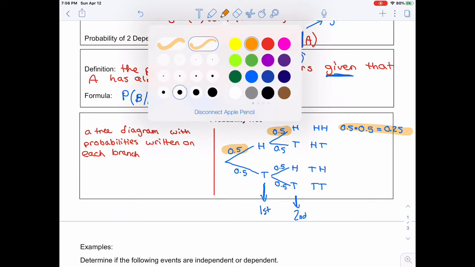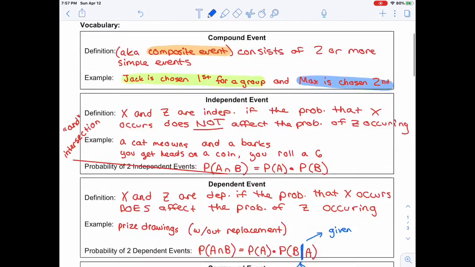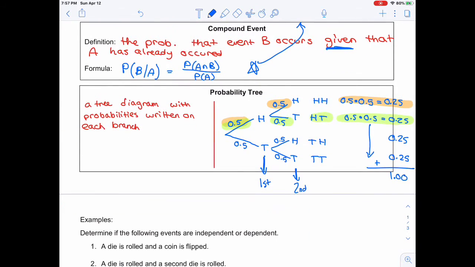So again, continuing on, we could have gotten a heads first and then a tails. So that would have been 0.5 times 0.5, which equals 0.25. And again, I'm sure you guys can see, if we keep going down, we're going to get 0.25 for each instance here. And just as a quick check to make sure you did this correctly, all of your final probabilities here should add up to 1. In our case, they definitely do. Okay, so I might write that as a little note here.